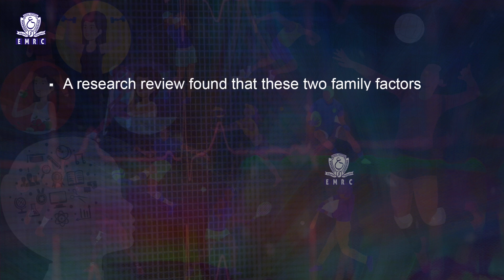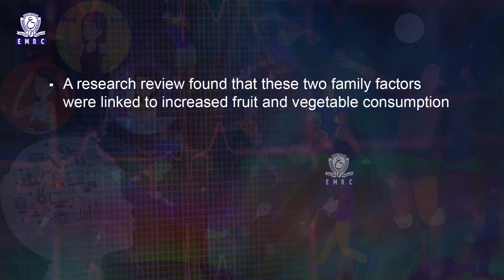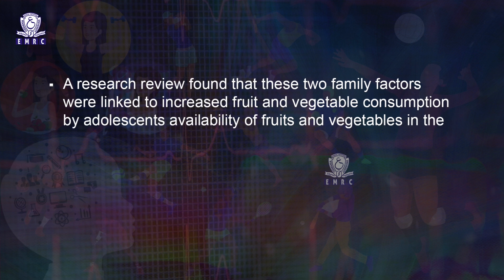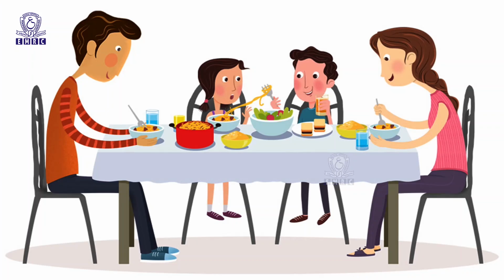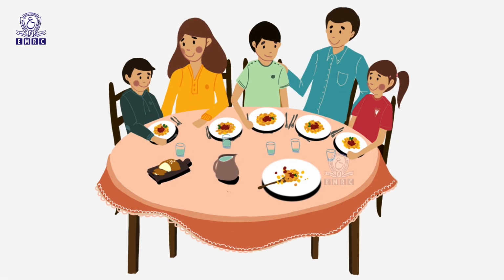A research review found that these two family factors were linked to increased fruit and vegetable consumption by adolescents: availability of fruits and vegetables in the home, and consumption of fruits and vegetables by parents. And one study revealed that eating regularly with family, or family meals, during early adolescence was linked to healthy eating habits 5 years later. Thus, parents play an important role in adolescents' nutrition through the food choices they make available to adolescents, by serving as models for healthy or unhealthy nutrition, and by including adolescents in regular family meals.